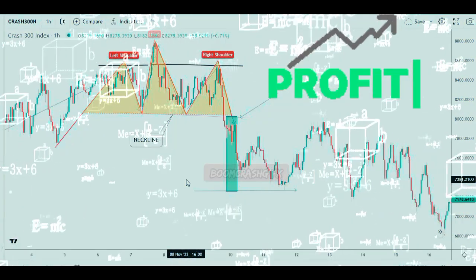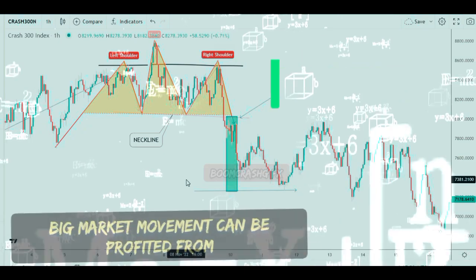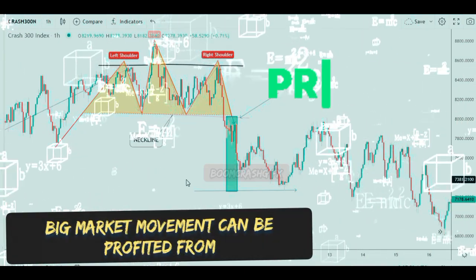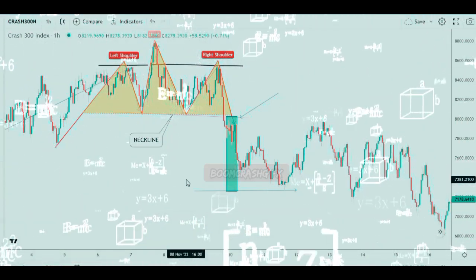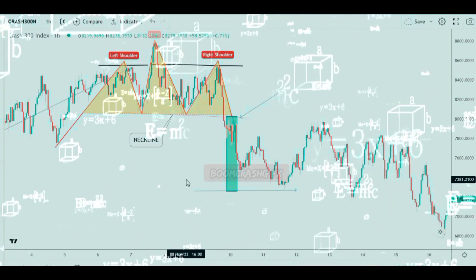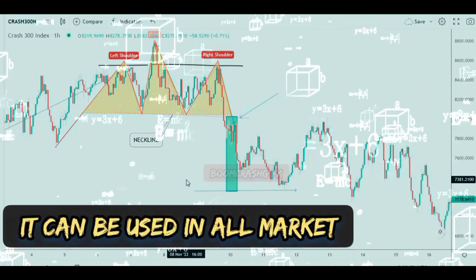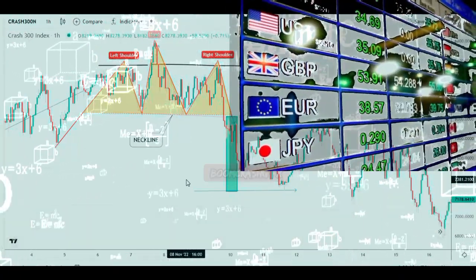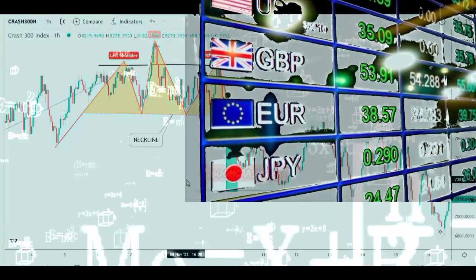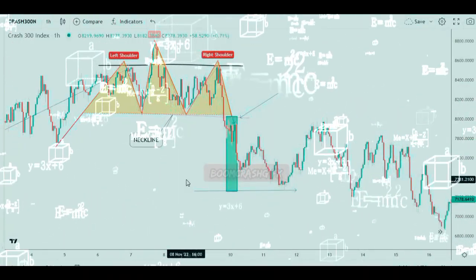So one of the advantages of this is that it has a defined risk and profit. And another advantage is that big market movement can be profited from. We can profit from a big market movement when it comes to this chart pattern. And another very good advantage is that it can be used in all markets, be it stock, be it currency, be it indices, what have you. You can make use of this reversal pattern in your technical analysis.